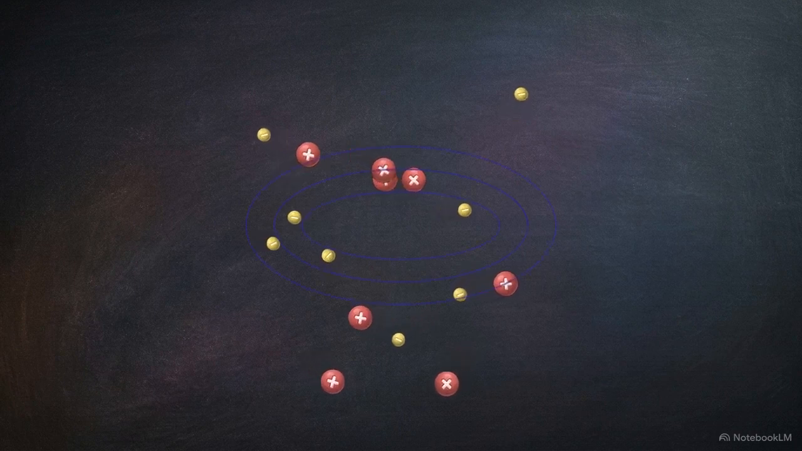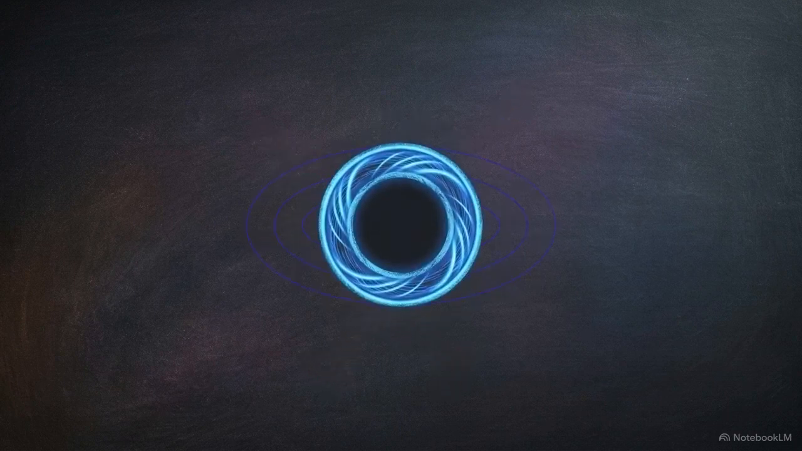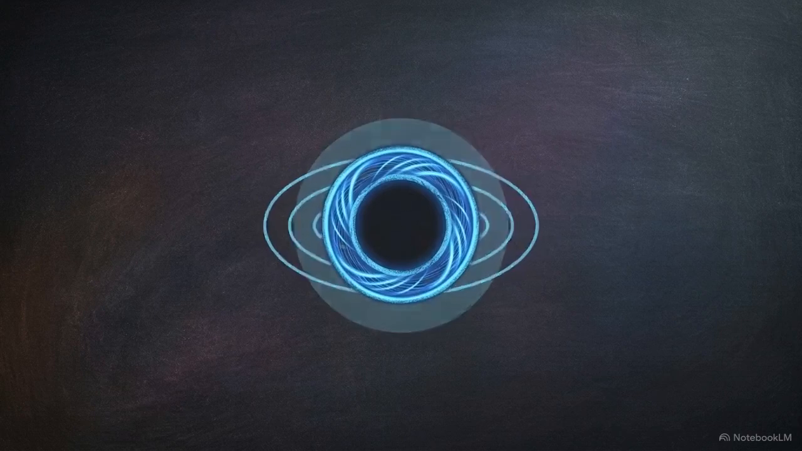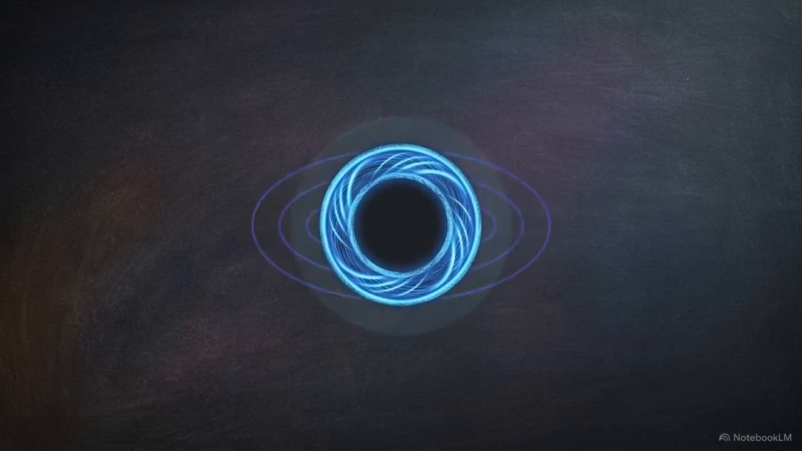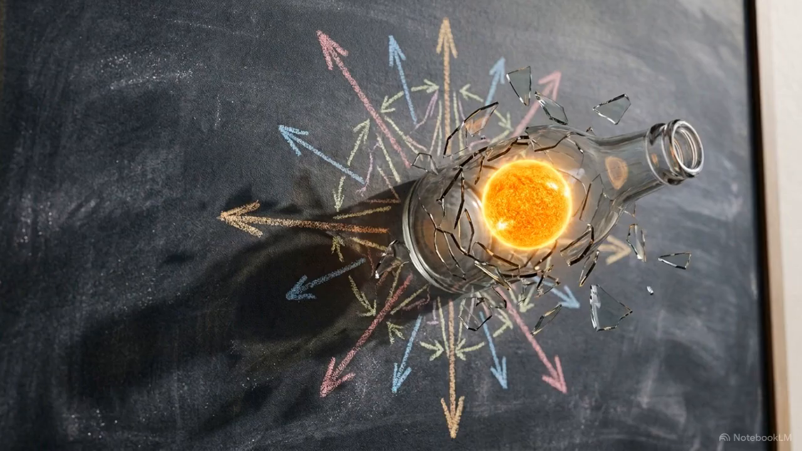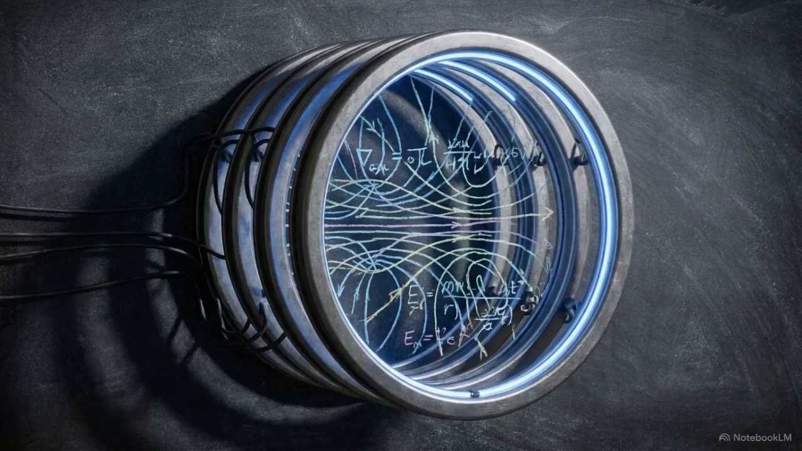Since plasma particles respond to magnets, engineers can squeeze and shape the mixture using invisible force fields. You can't build a physical bottle hot enough to hold a star, so instead you build a magnetic cage. That's the foundation of all fusion energy research.